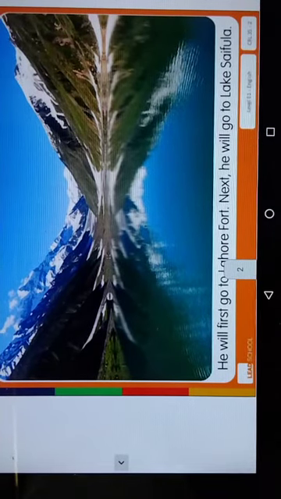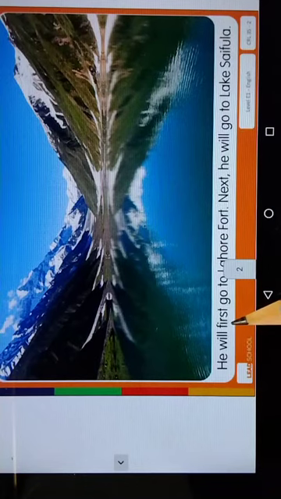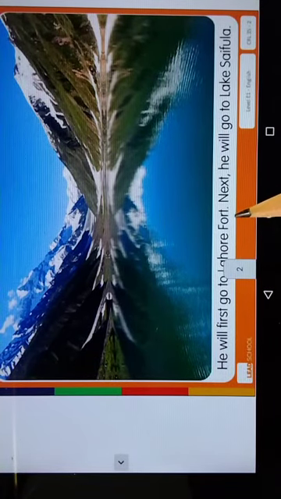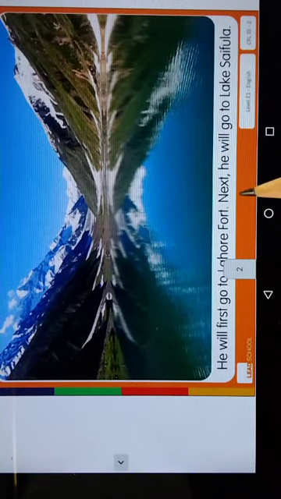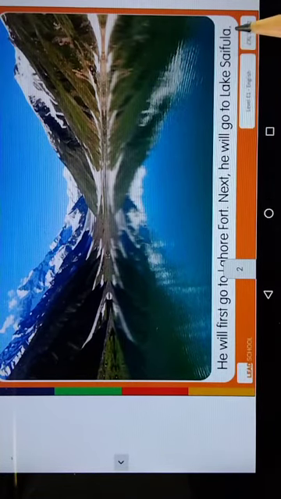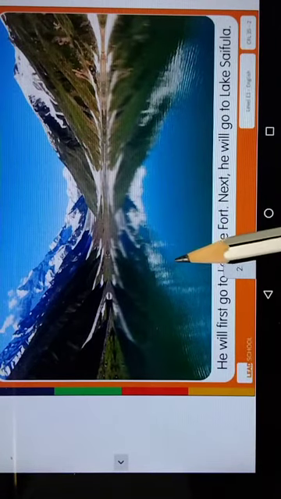Look at the second page. He will first go to Lahore Fort. Look at the picture. Next, he will go to Lake Saifla. Look at the picture. This is the Lake Saifla.